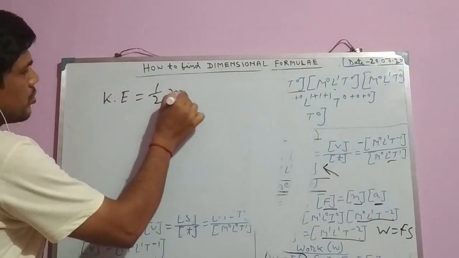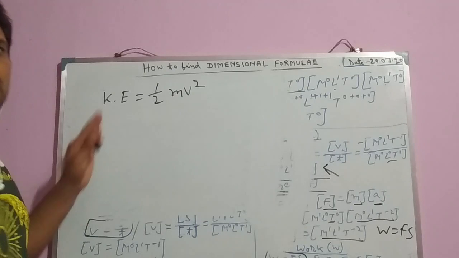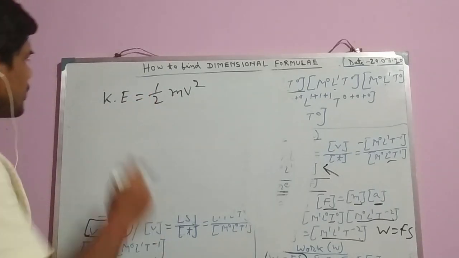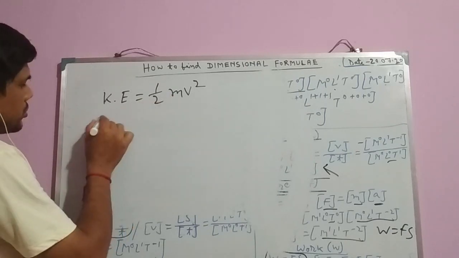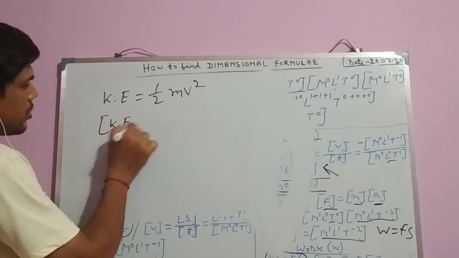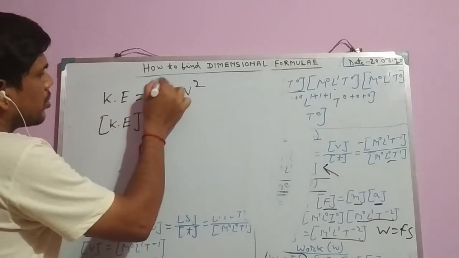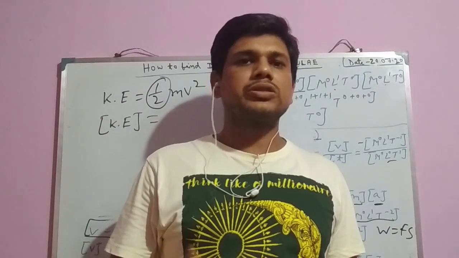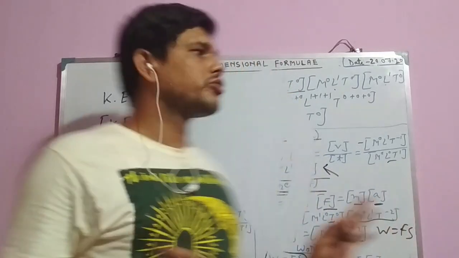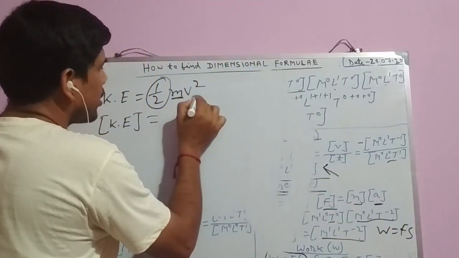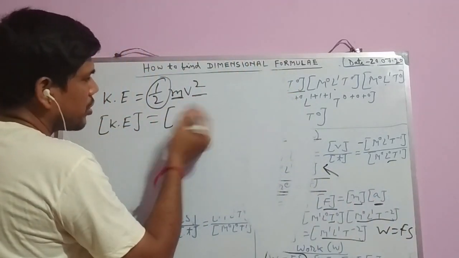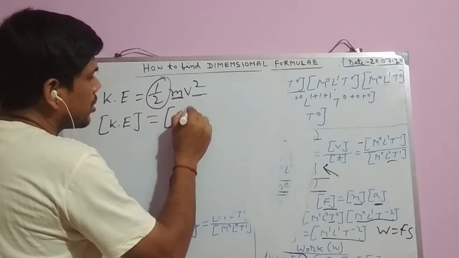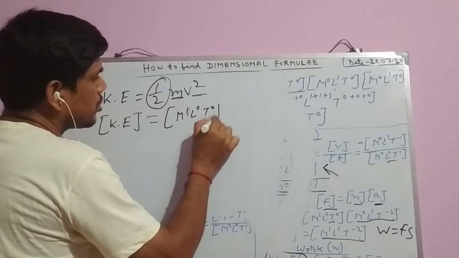Now next, suppose you want to find the dimensional formula of kinetic energy, K.E. You know the formula is this one: kinetic energy equals half, 1 by 2, mv squared. Now the dimensional formula of half: it is a numerical, fractional number, so it is dimensionless. So you have to find the dimensional formula of m and v squared. The dimensional formula of m, mass, we know is M^1 L^0 T^0, already discussed.